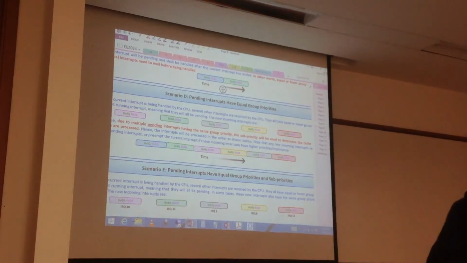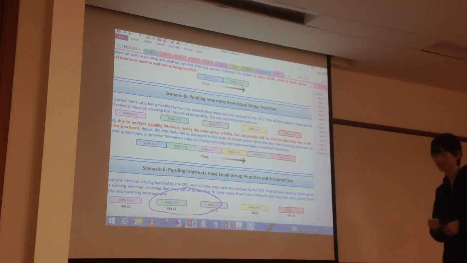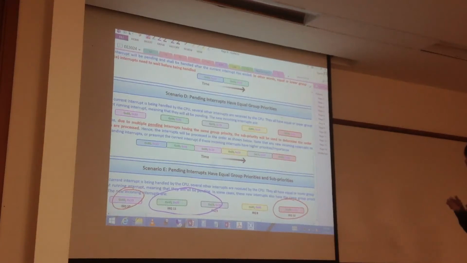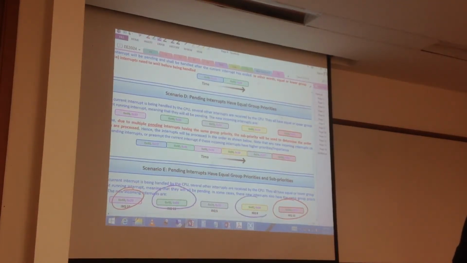But among these two, which one will happen first? Similarly, among these two, which one will happen first? How will it be rearranged? So between this one and this one, next. So let's see.